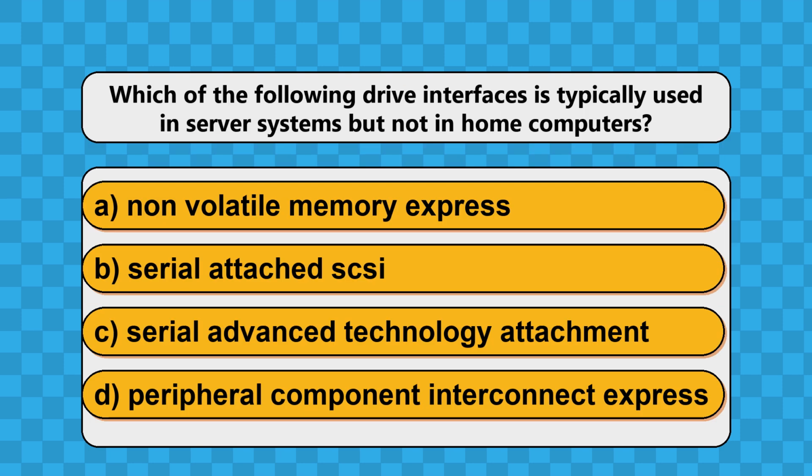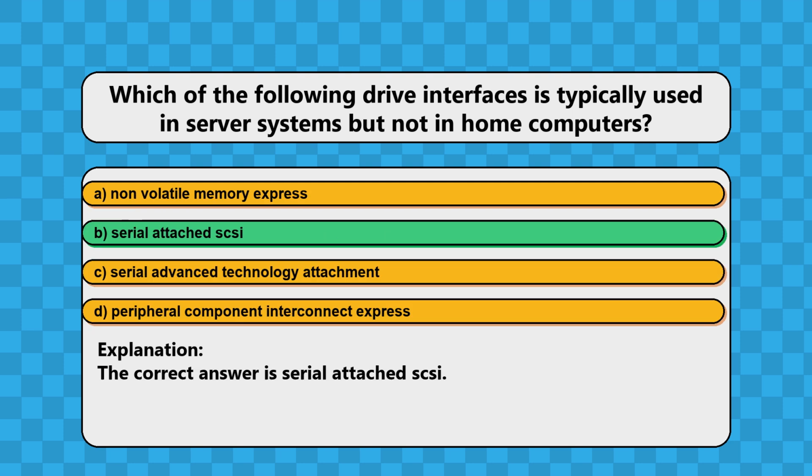Question 49. Which of the following drive interfaces is typically used in server systems but not in home computers? Option A. Non-volatile memory express. Option B. Serial attached SCSI. Option C. Serial advanced technology attachment. Option D. Peripheral component interconnect express. The correct answer is option B. Serial attached SCSI.